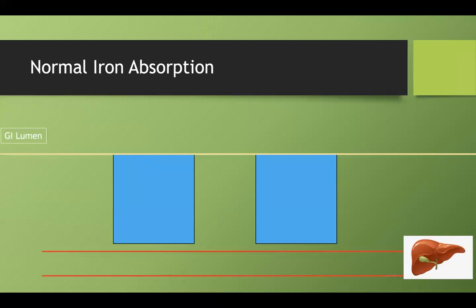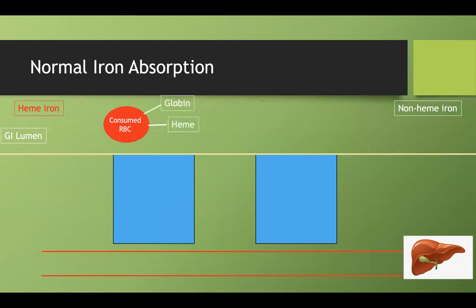So on the top, we have our GI lumen. I drew a couple of duodenal enterocytes. I also have the bloodstream at the bottom and the liver. And there are two different types of iron: heme iron and non-heme iron. Heme iron is the type you usually get if you consume meat products, and that meat already has red blood cells that have iron in them and heme. So that consumed red blood cell will have heme and globin, and that heme can be transported into the enterocyte through a heme transporter.